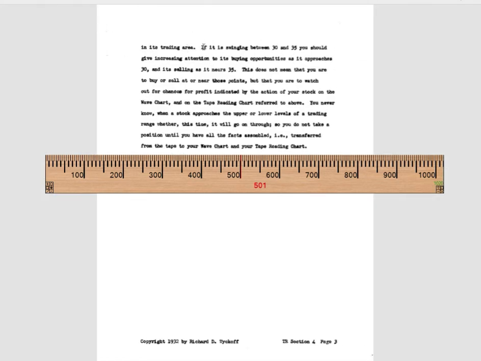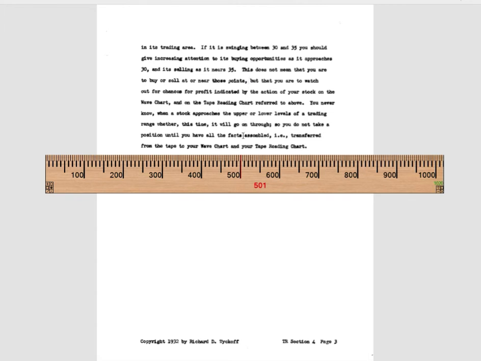And you see it's clear. If it's swinging between 30 and 35, you should give immediate attention to its buying opportunities as it approaches 30. So what are you looking for? Price is going to 30, volume is decreasing. And if it's at 35 and you want to short it, as it's going to 35, you're going to be looking for that volume to decrease as it's going to resistance of 35. And it does not mean you're going to sell at 35 and buy at 30 automatically. You're going to watch the volume instead, see if it's decreasing.